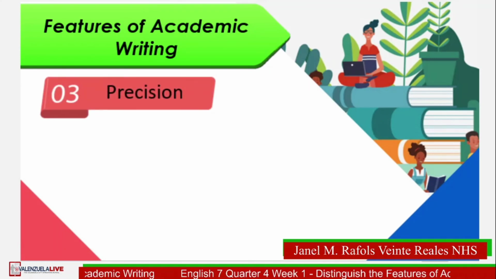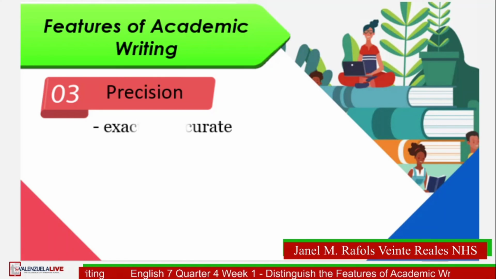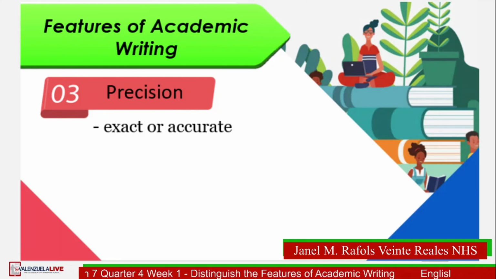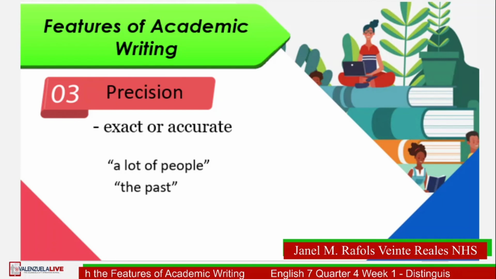The third feature is precision. From the word precise, which means to be exact or accurate. In academic writing, facts and figures are given precisely. Factual information, figures or charts should all be provided, and nothing written there should leave room for interpretation. Do not say "a lot of people" and "in the past" when you can be exact, like "10 million people" and "from 1987 to 2000."